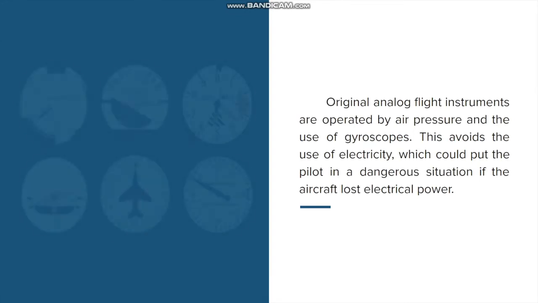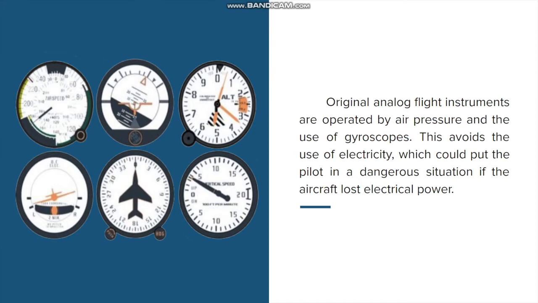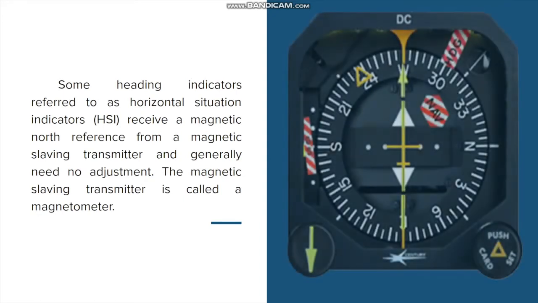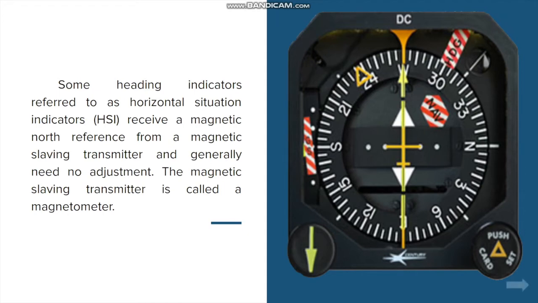Original analog flight instruments are operated by air pressure and the use of gyroscopes. This avoids the use of electricity, which could put the pilot in a dangerous situation if the aircraft lost electrical power. Some heading indicators, referred to as horizontal situation indicators or HSI, receive a magnetic north reference from a magnetic slaving transmitter and generally need no adjustment. The magnetic slaving transmitter is called a magnetometer.